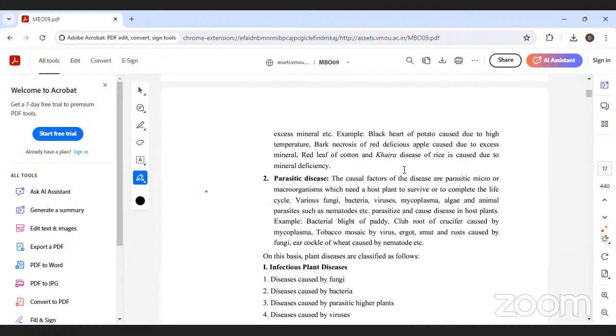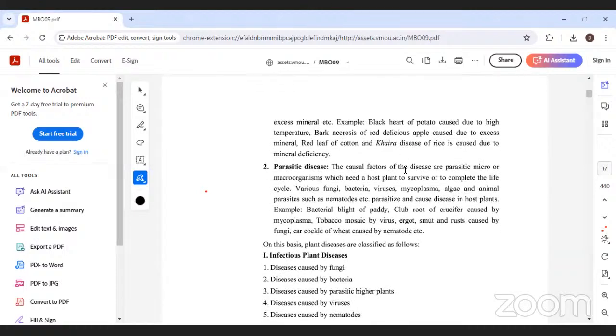Coming to the second one. What is the second one? Parasitic disease. Non-parasitic is completed. Parasitic disease: here the causal factors of the disease are parasitic micro or macroorganisms. This is of two types, one is micro or macroorganisms which need a host.